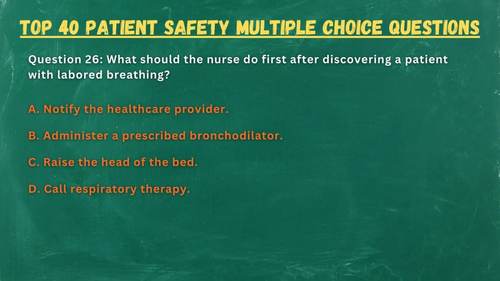Question 26. What should the nurse do first after discovering a patient with labored breathing? A. Notify the healthcare provider. B. Administer a prescribed bronchodilator. C. Raise the head of the bed. D. Call respiratory therapy. Answer: C. Raise the head of the bed.